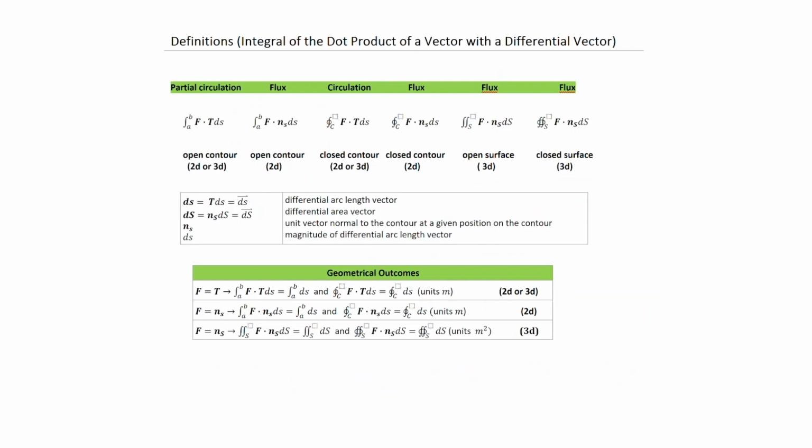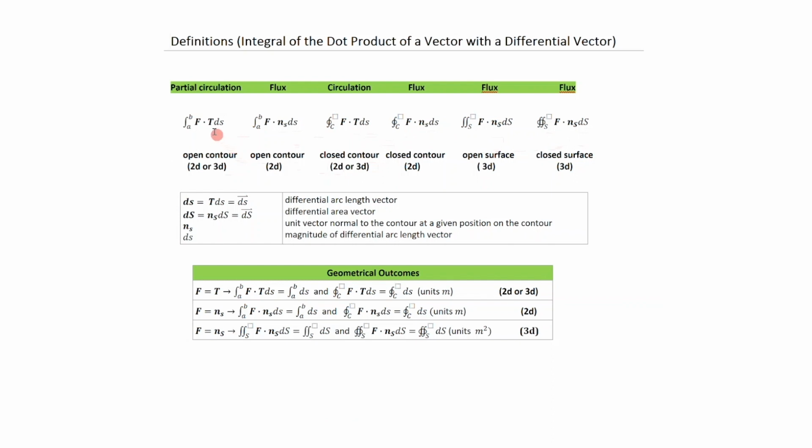Okay, so next thing to do is to look at various possible combinations of taking dot products between two different vectors, where one of the vectors is just that, a vector, and the other one is a differential vector. So if you look in the row here, you'll see TDS, NDS, TDS, NDS, N capital SDS, N capital SDS. So these are your differential vectors that you see here.